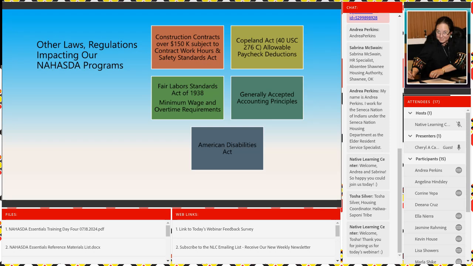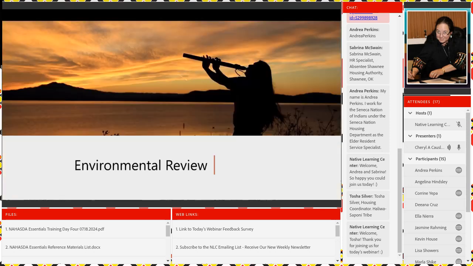Our money has to follow the generally accepted accounting principles, so GAAP. You have to adhere to the Americans with Disabilities Act. So there's a lot of things that we have to learn about.